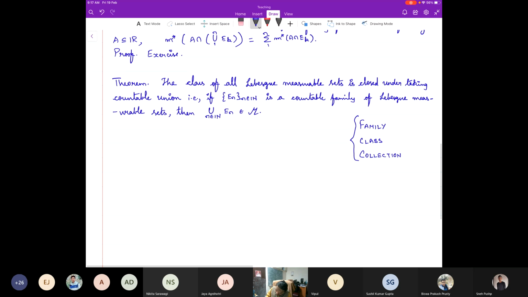Now the proof is not difficult, but let me call E as the union over k in N of Ek. So we'll have to show that this E is a Lebesgue measurable set. So let A be a subset of R.